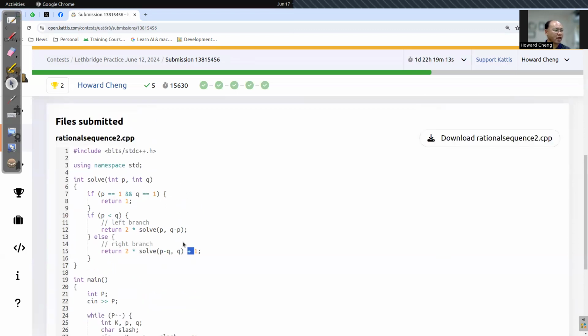So this problem, like most of the problems I chose this week, is easy and short to write in terms of coding, but it takes a lot of insight to get there.